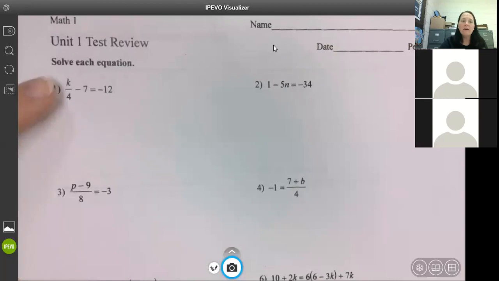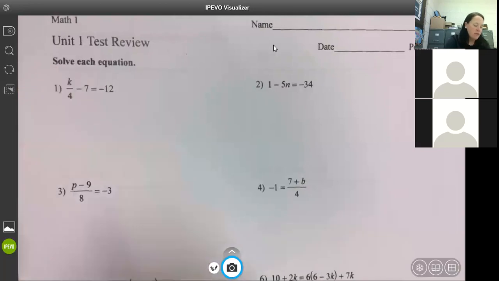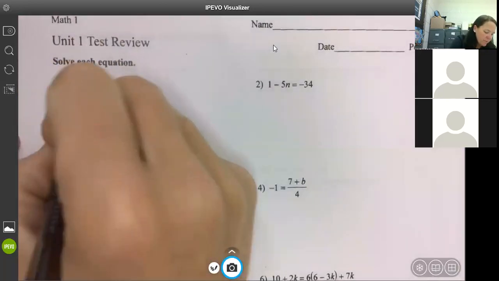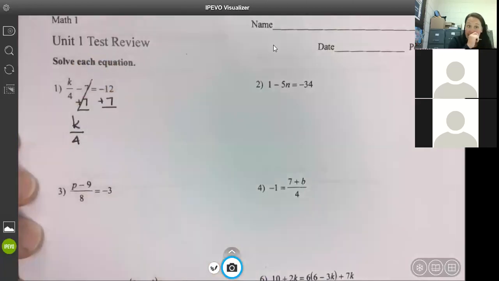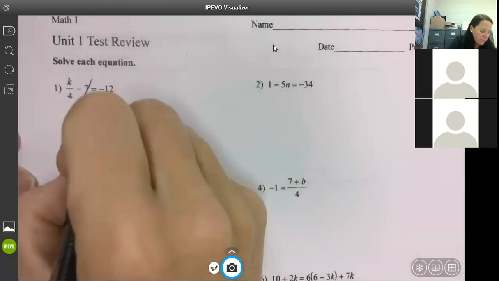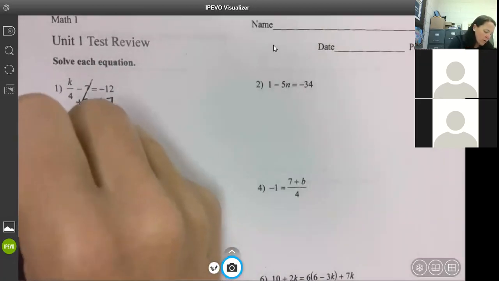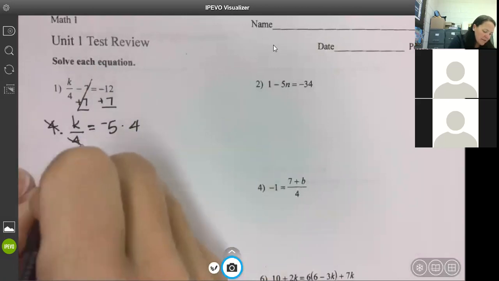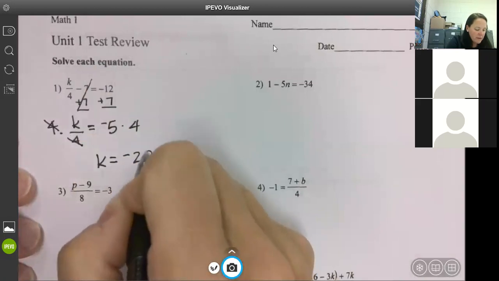One that looks like this, these two are together, so we need to get rid of that -7 first. So the way we get rid of it is we add 7. We're left with K over 4 because the 7's cancel out, equals, and -12 plus 7 is -5. Okay. Now, how do I get rid of the divide 4? Times 4. Multiply both sides by 4. Your top and bottom cancel out over here. You're left with K equals -5 times 4 is -20.